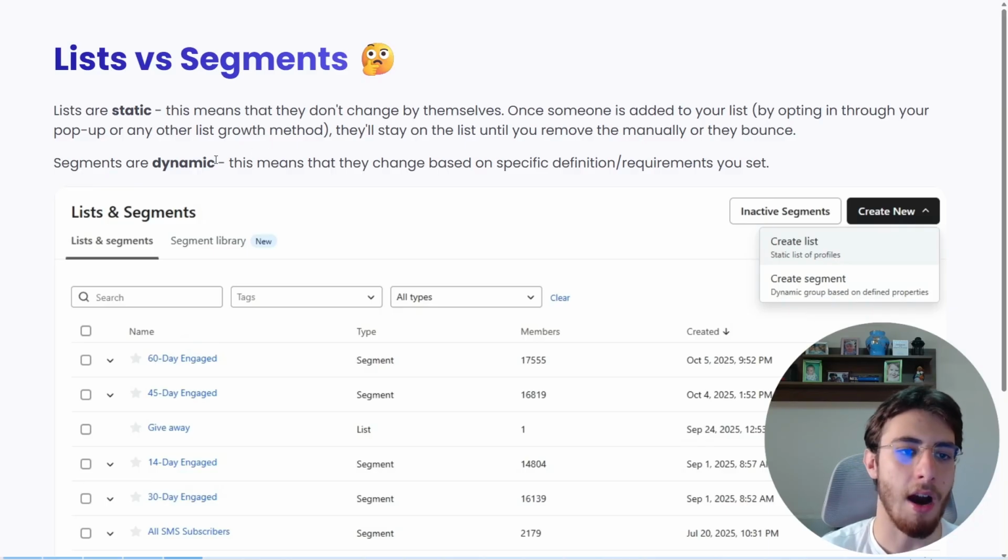Segments, on the other hand, are dynamic. So this means that they change based on specific definition or requirements you set, okay? So basically you set some sort of requirements, some definition, something that these people on the list need to meet in order to enter this segment. And then if they stop meeting that requirement, they're going to be automatically removed from the segment, right? So it's dynamic. It changes constantly based on the requirements.